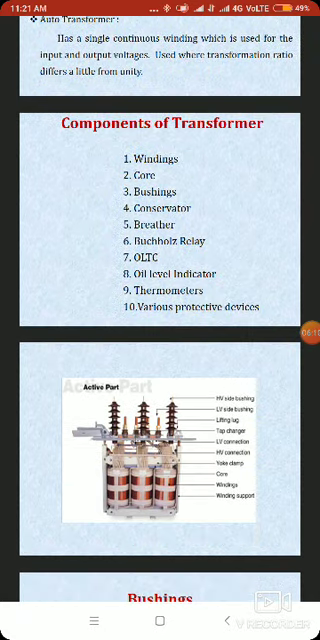Then we come to the active part of a transformer, what it looks like from inside. When we see a transformer from outside, we can only see the outer part, that is the body, then the external bushings, the HV bushing and the LV bushing. Only this part we can see, but from inside we cannot see unless the whole thing is opened.